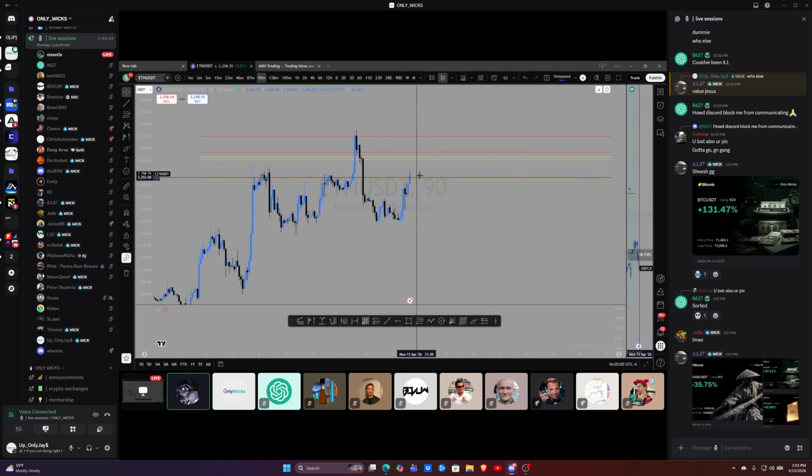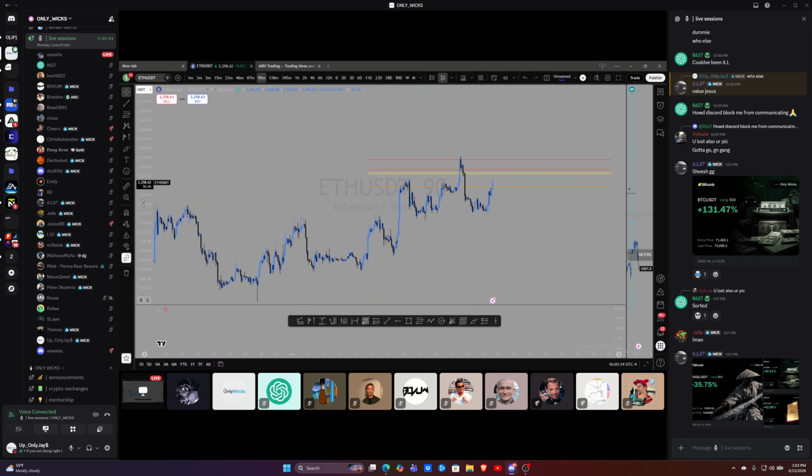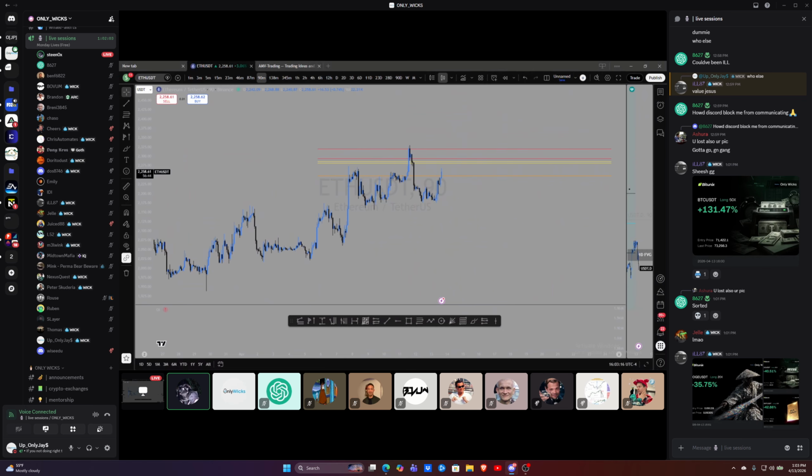Now that I think about it, I should have definitely taken the long, maybe a little bit. But this is what I was looking for, the short off of it, and it's not gapping up on the 90 anyways. I think it's just too close now to the end of the day. So I kind of want to wait and see what we have tomorrow.